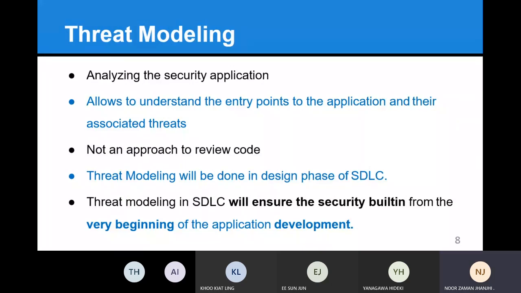So now I hope that you understand how these things are interlinked with each other. Threat modeling in the SDLC will ensure security is built in from the very beginning. These measures will be taken at the design level in the SDLC, and now you already know why we are referring again and again to the SDLC: because we are trying to secure the software.